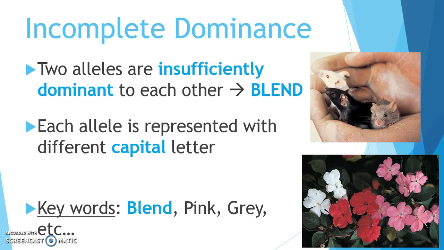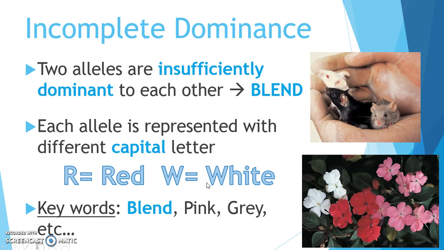So this is why you need to know your color blends, okay? Each allele is still represented with a different capital letter, but when you interpret the phenotypes, you're going to see a blend for a heterozygous individual. So if we look at the flowers, red is going to be dominant, so capital R, and so is white, but they're insufficiently dominant. So when you have your white flower here, genotype homozygous W, the red flower, homozygous red, and because we have a pink flower, that's actually our heterozygous individual.